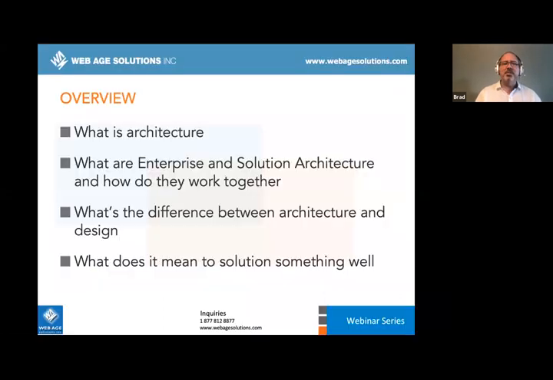What we're going to cover in the next little while is: what is architecture? What are enterprise and solution architecture, and how do they work together? We'll talk about the difference between architecture and design. And we'll close with what it means to solution something well.